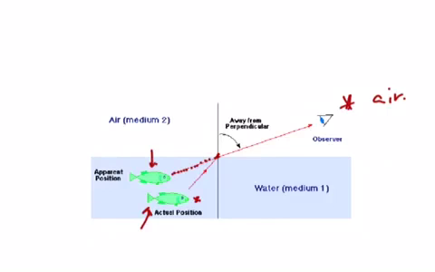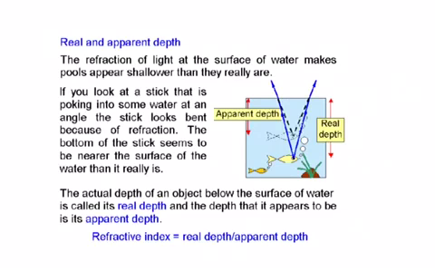So if you were spearfishing, for example, if you aimed at the fish you could see, that's this one, you would miss it. And so you have to allow for this kind of bending of the light to estimate where the real fish actually is.